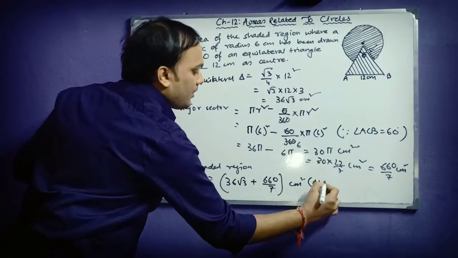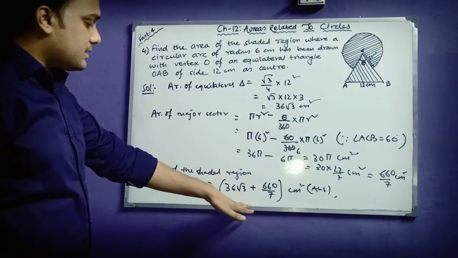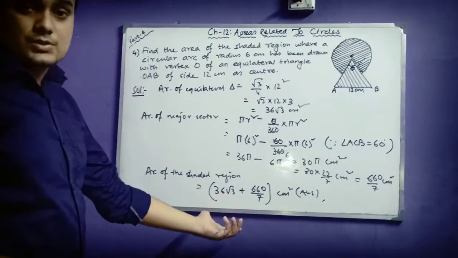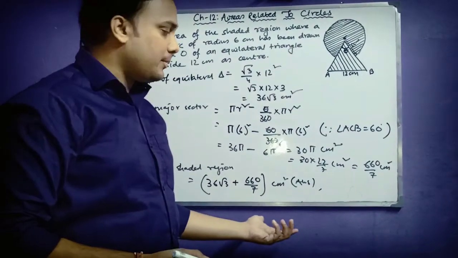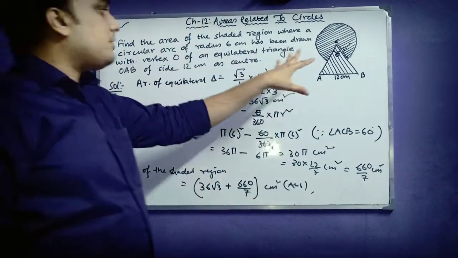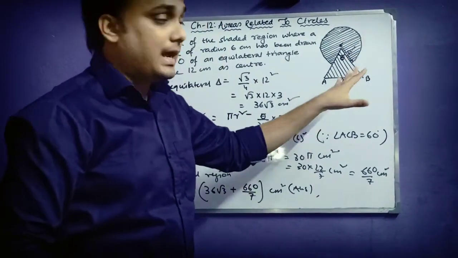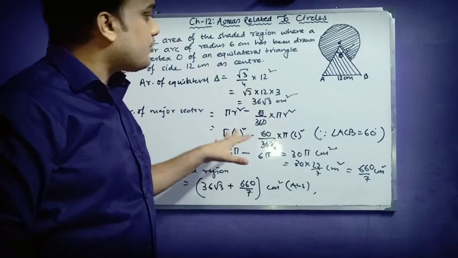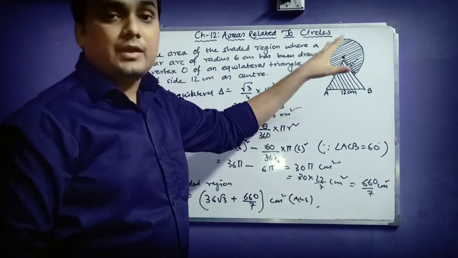If you want, you can evaluate this answer into the simplest form, or you can keep it as your final answer like this also. It's not an issue, you can keep it. No problem with that. So the basic concept for calculating the area of the shaded region is that we need to find the area of the equilateral triangle first by using the appropriate formula, and then we can find the area of the major sector.